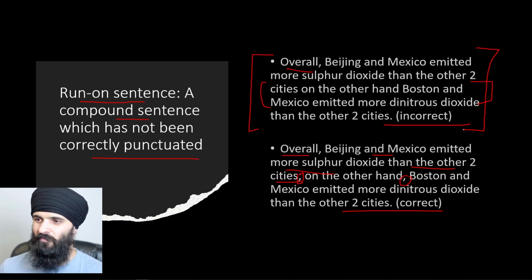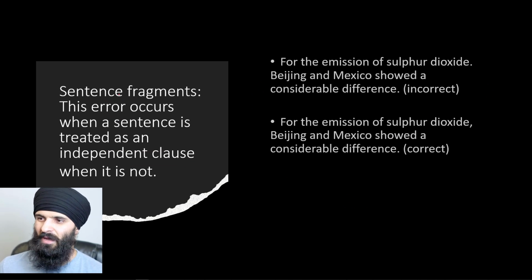Let's move on to number 2. It's basically sentence fragments. That is an error that occurs when a sentence is treated as an independent clause when it is not. So, let's take a step back. If you don't know what an independent clause is, quickly Google it, figure out what it is, then come back. Here, let's look at some examples, what the mistakes are and how to fix those.